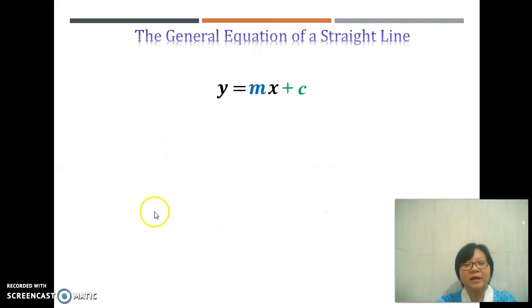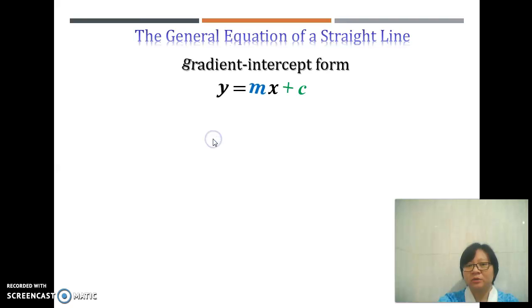Okay, that's why we can formulate the general equation of straight line like this. See, the coefficient of y is always 1. So we call this gradient intercept form. Gradient, it means this m, the gradient, and then the intercept is the c, this one. That's why we call this gradient intercept form.